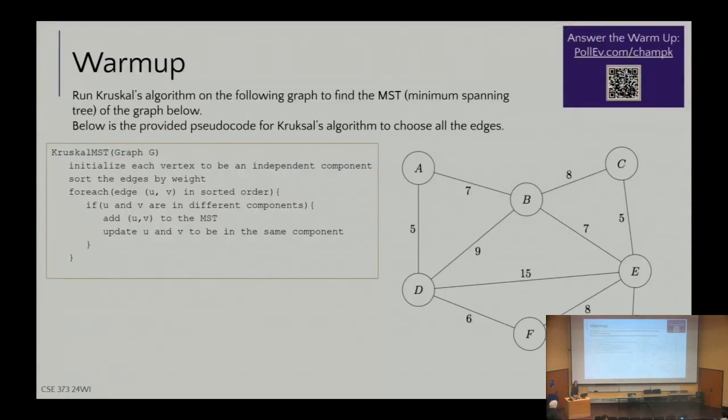Hopefully, unsurprisingly, the warm-up question today is a Kruskal's. So, use Kruskal's algorithm to find the minimum spanning tree of this graph here. Go ahead and take the next, let's say, 3 minutes, and then we'll talk about it as a group.